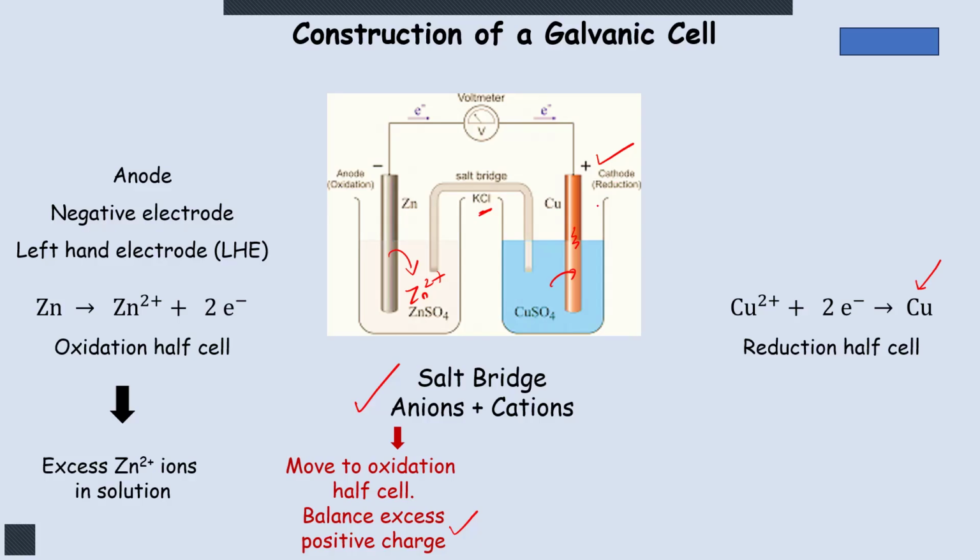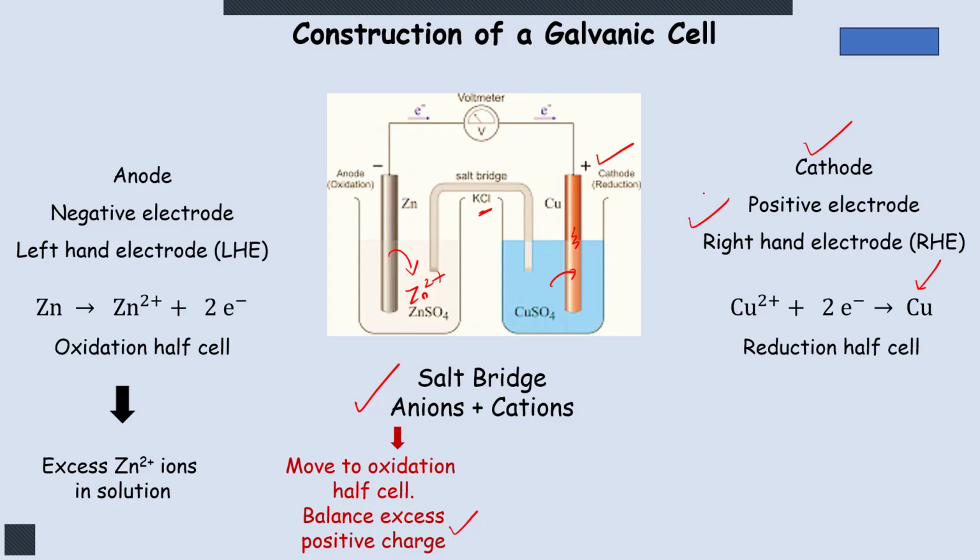So in this example, the copper rod is a positive electrode. By standard definition, the electrode where reduction happens is called the cathode. Cathode is the electrode where reduction takes place. And by convention, in the symbolic representation of a galvanic cell, the reduction half cell is represented on the right hand side. So this is a right hand electrode. In this example, the copper rod is a cathode, it is a positive electrode, or a right hand electrode.